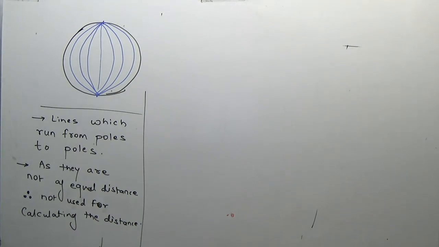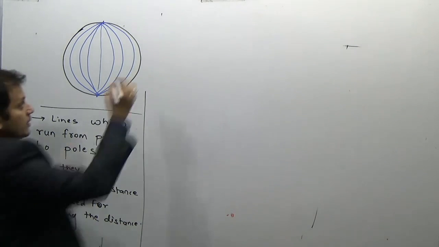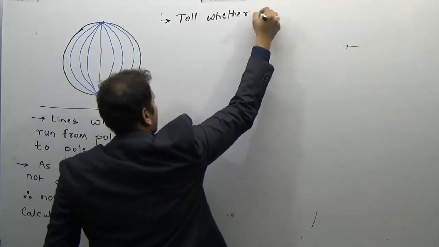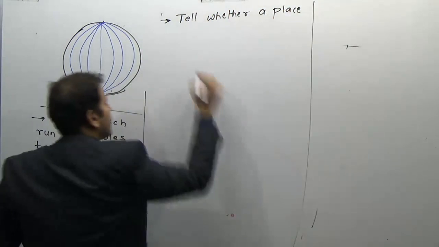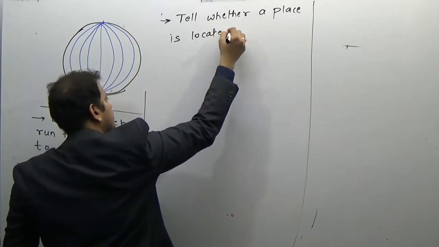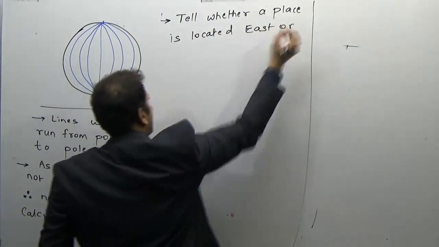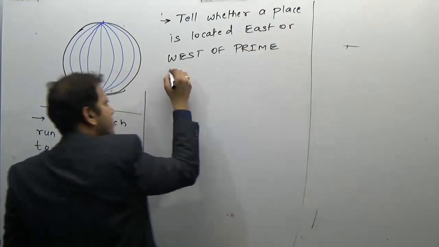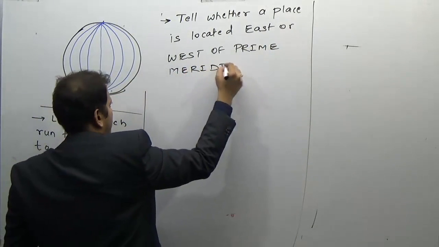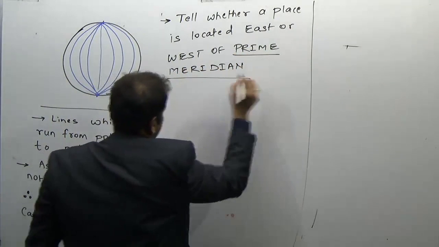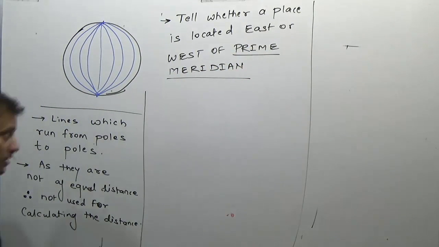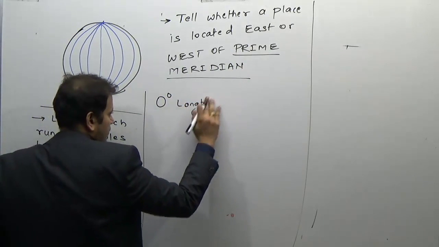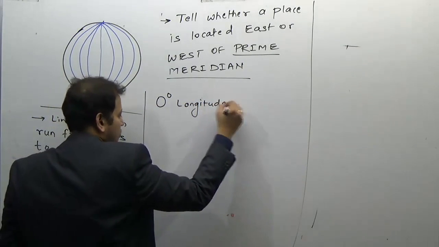They tell whether a place is located east or west of the prime meridian. They tell whether the place is located on the eastern side or the western side of a prime meridian. Now, what is a prime meridian? 0 degree longitude. 0 degree longitude is known as the prime meridian.